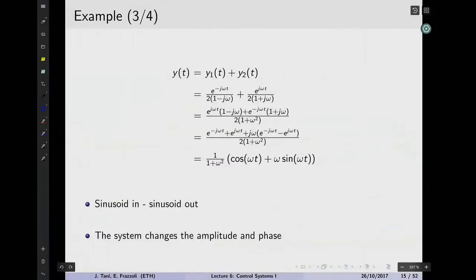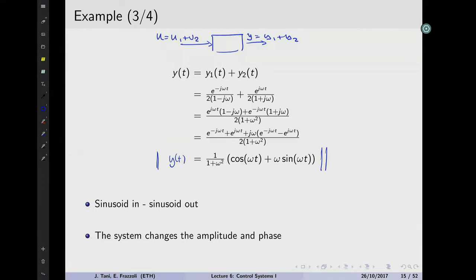Then what's the output if now U is the sum of U1 plus U2? It's the sum of Y1 plus Y2. You just plug in the two terms we found from before, you do a few passages, and you get this output. So this is a way to directly derive what is, at every point in time, the output just by working with transfer functions, given this particular input, given an asymptotically stable system.